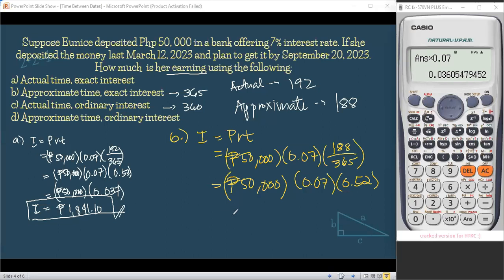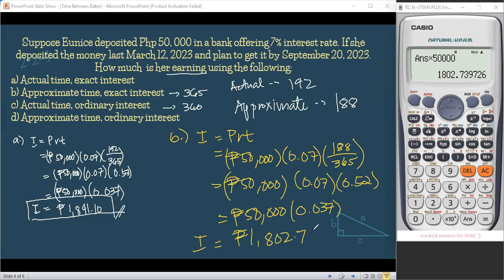So still, 50,000 times 0.037 times this time 50,000 ulit. So our result now is 1,802. Our interest will be 1,802.74. This is our final answer for approximate time, but using exact interest.